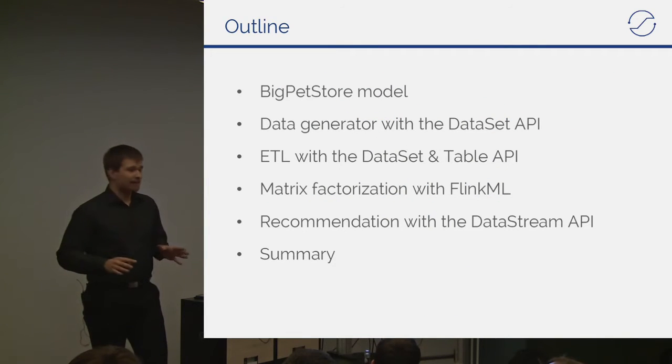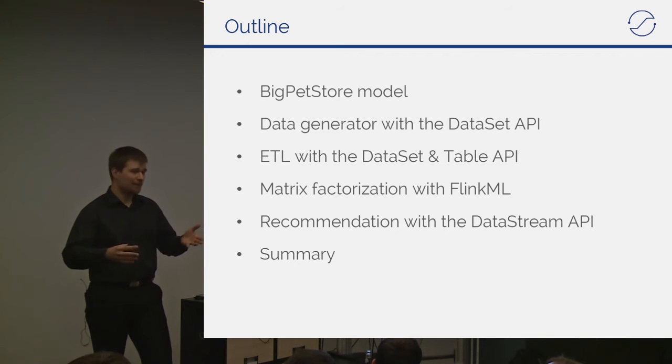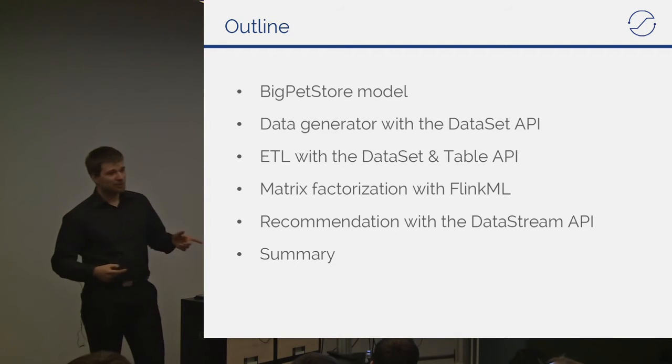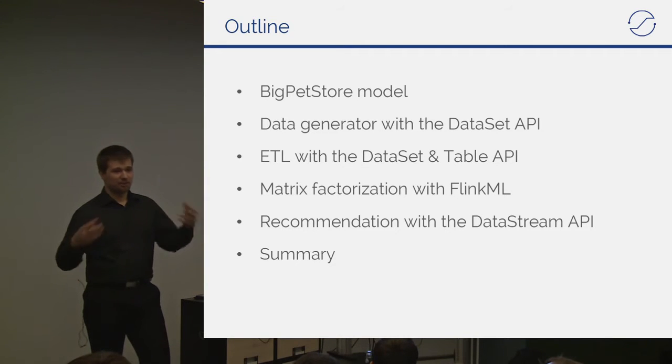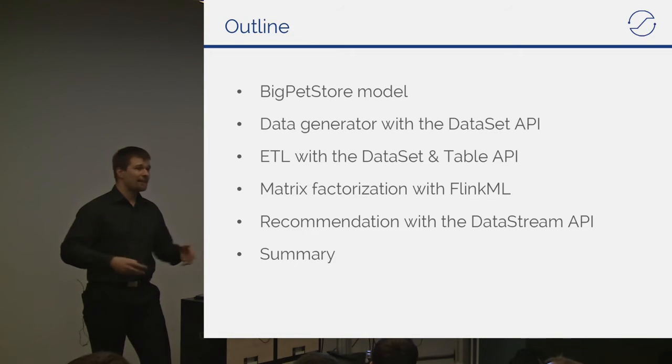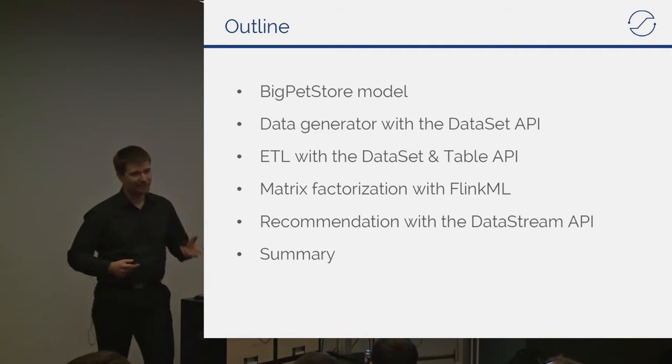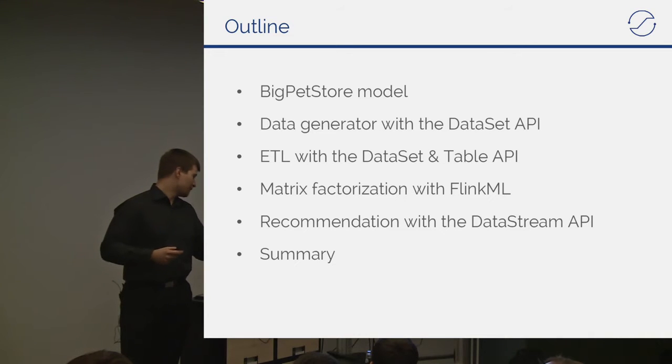So, a little outline. I would like to give you an intro to the BigPetStore model. Then we are going to do a data generator in the DataSet API, so we go batch. Then we do some ETL with the DataSet API and with the Table API. Then we do some matrix factorization for a recommender system in FlinkML. And to add some sugar, we'll do the DataStream API and use it for recommendation prediction.